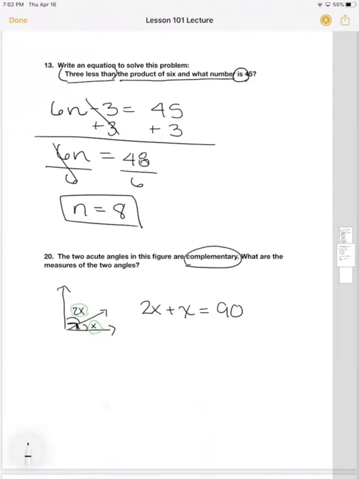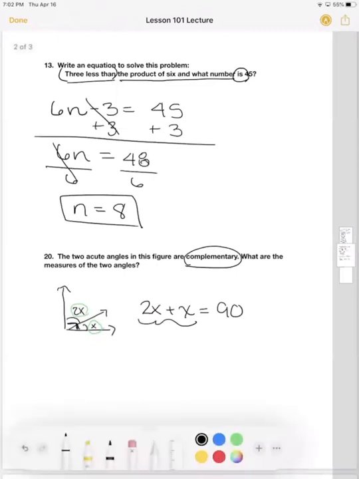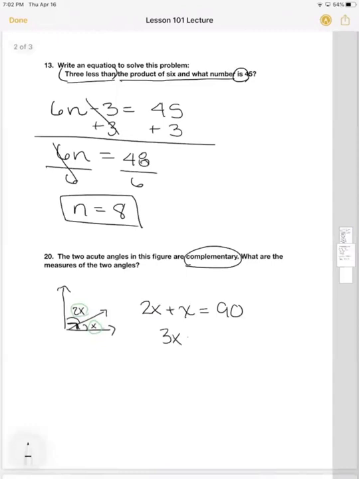Now, you've never had this before, but what do I do here to add 2x and 1x? Well, I think you know what to do. 2x plus 1x, let's combine like terms, is 3x. So 3x equals 90. Isolate your variable by dividing both sides by 3, and x equals 30.